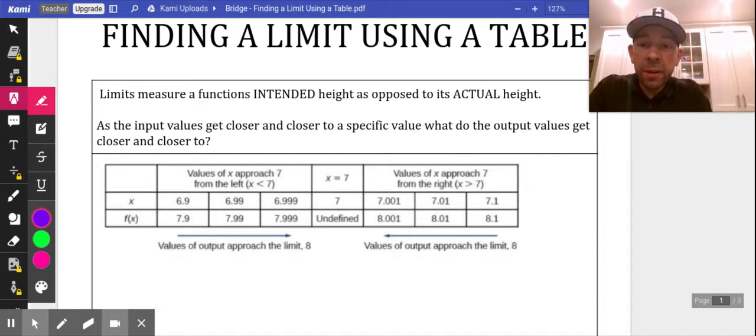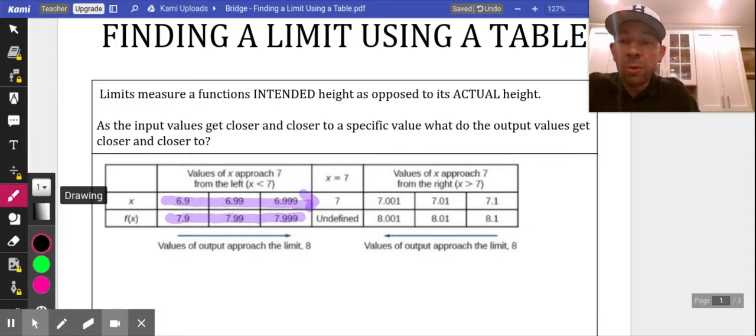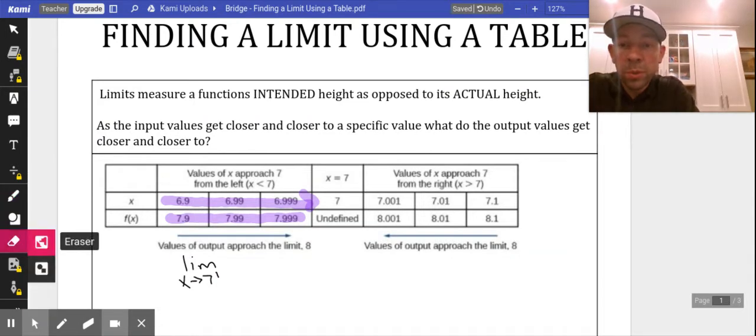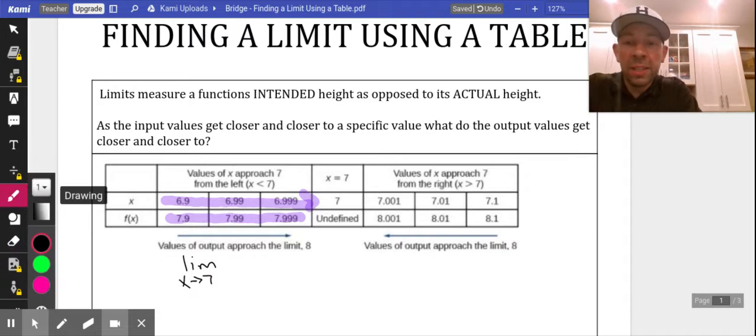And so you'll see here, the inputs right here are getting closer and closer to 7. While that's happening, what are these outputs getting closer and closer to? Okay. Those outputs are getting closer and closer to 8. So all we're going to say is that the limit as x approaches 7 from the left equals 8.